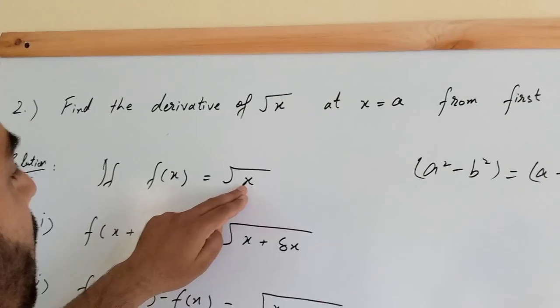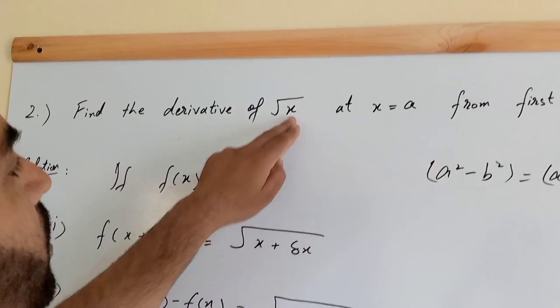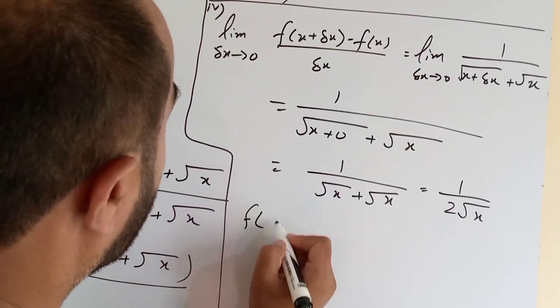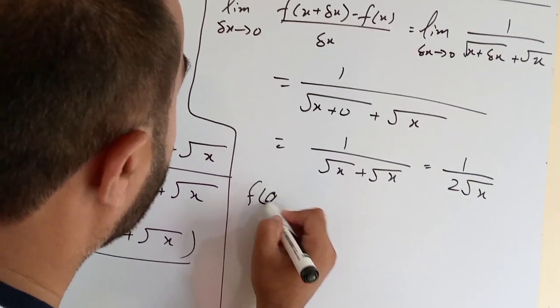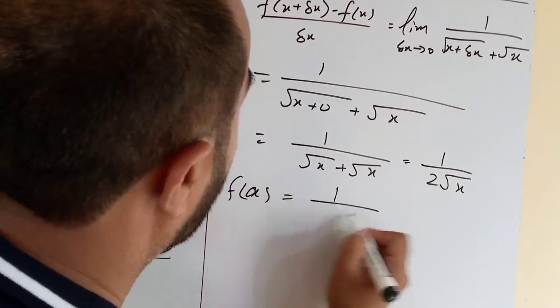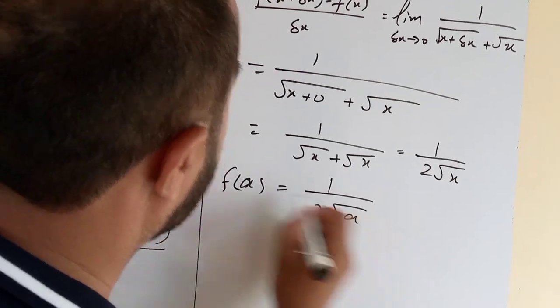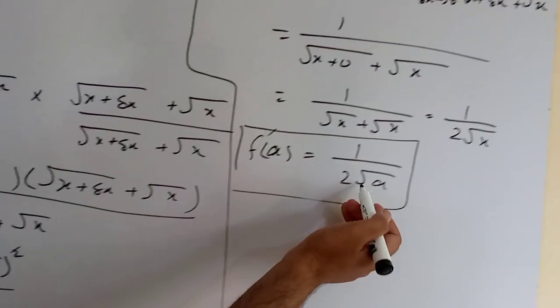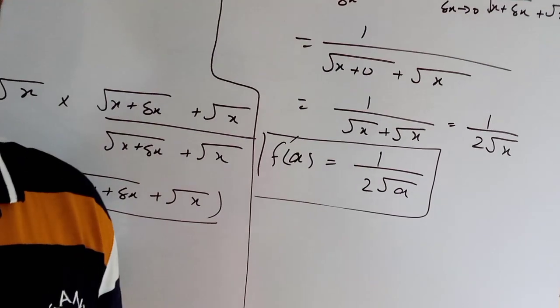And you see here in the question, f of x equals square root x, where x is equal to a. We have to put the value of a here. So f dash of a equals 1 over 2 square root a. This is our required answer. Okay, thank you.